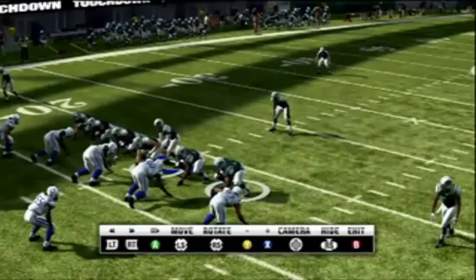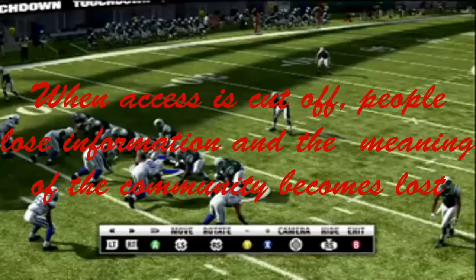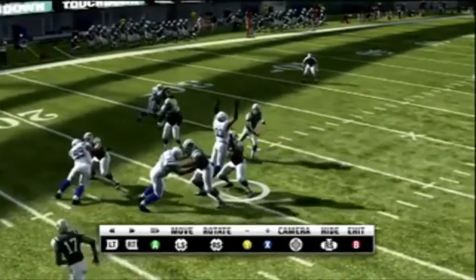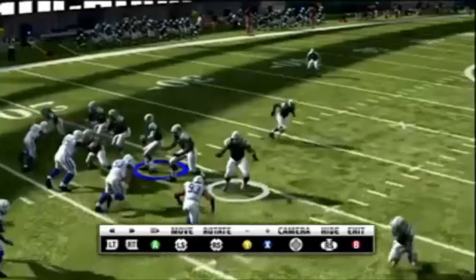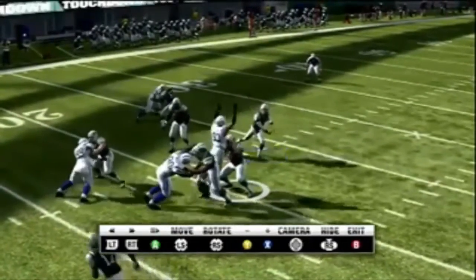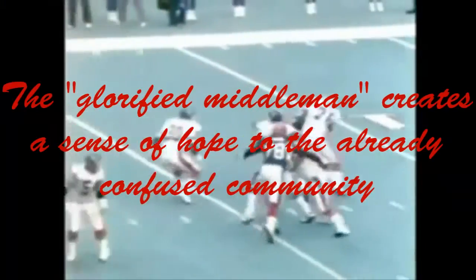You know what I'm saying? What did I say in the first video? Everybody in the community must be able to access the community. When that access is cut off, people lose information as it pertains to what's going on with community efforts. When you implement the glorified middleman, the individual members become wishful thinkers, because at this point, it gives them a sense of hope. Hey, look, we have a guy in the community that has direct contact with the higher ups. All I have to do is talk to the middleman, and he'll go talk to the higher ups. The higher ups will talk to the middleman, who will come back to me.